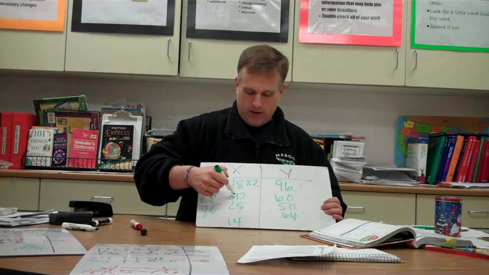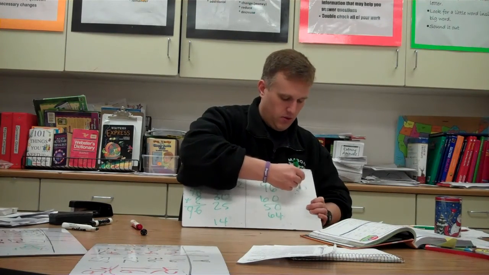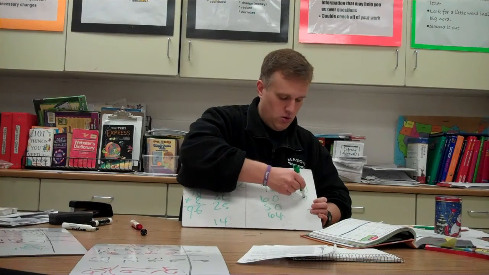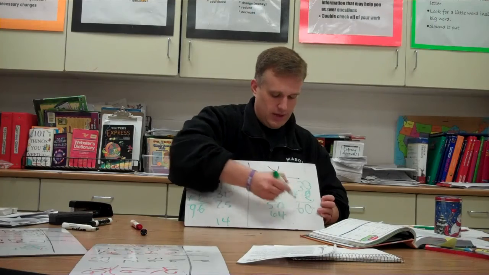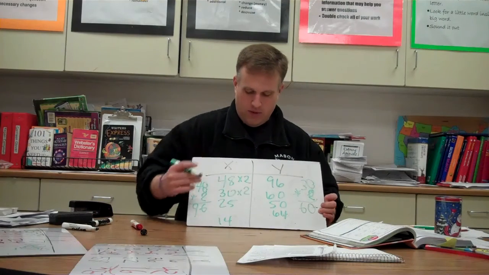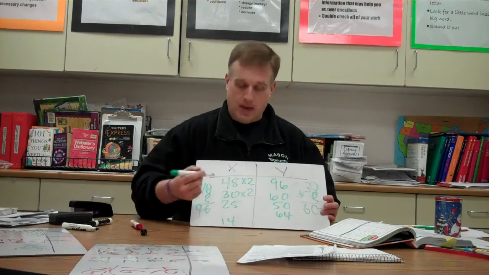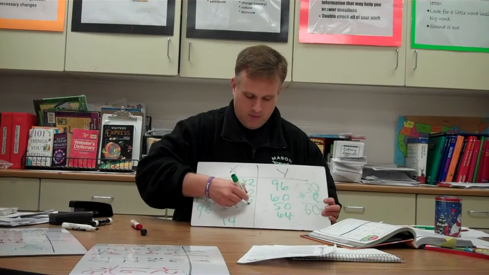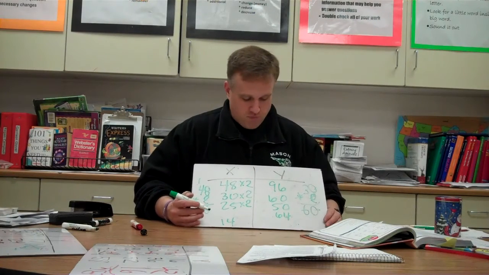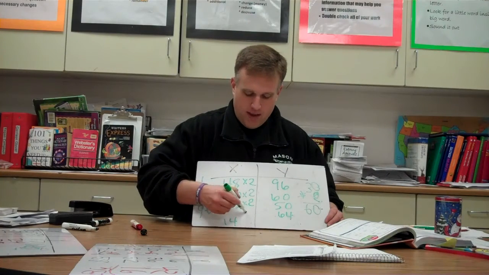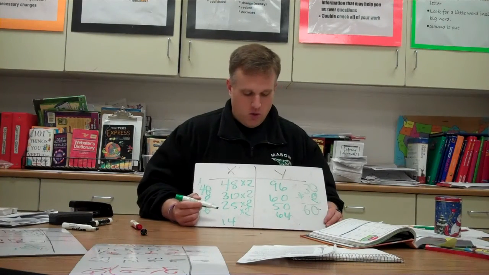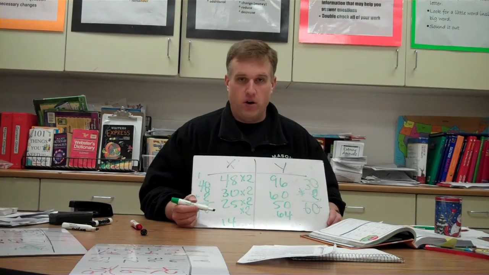So then I will try it with 30. 30 times 2. 2 times 0 is 0. 2 times 3 is 6. So that works there. Okay, and then 25 times 2 I know is 50. Now this one they give you a blank here, so we have to figure out. So what times 2 would give me 64?